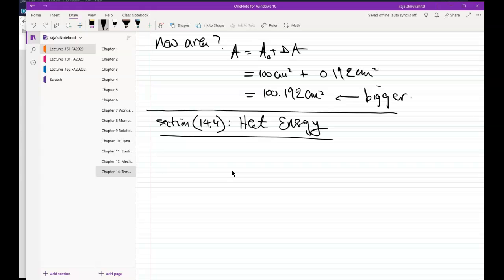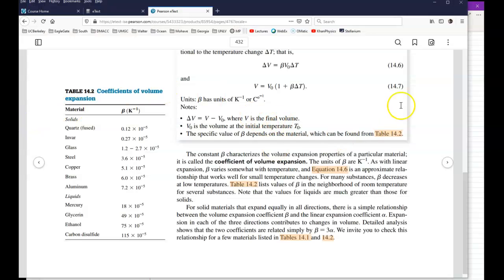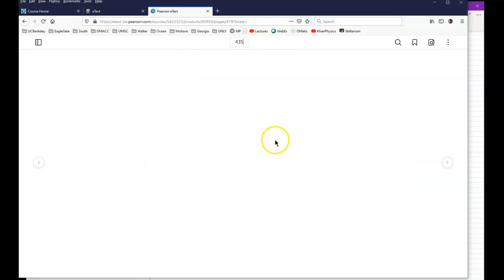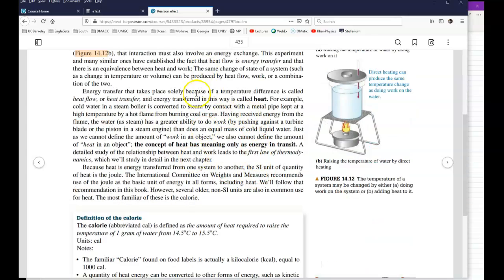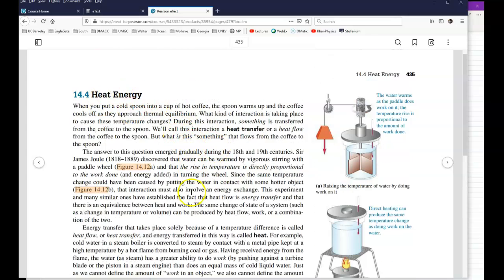Please take the time to read this, at least the first page of that section. There is a lot of text that you need to understand. Let me just show it to you very quickly. It's on page 35. Please take the time to read this content right here, heat energy, all of that.